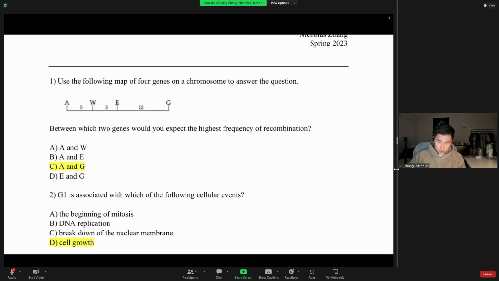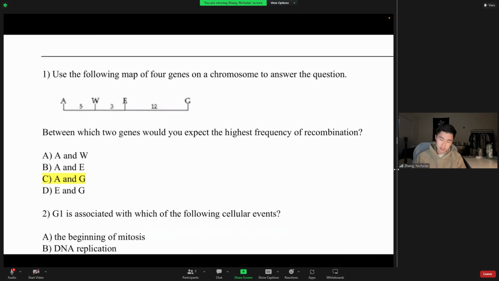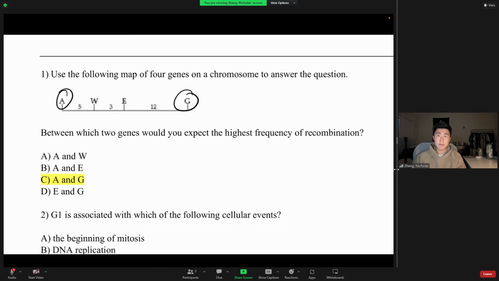So question one, use the following map of 4 genes on a chromosome to answer the question. Which would you see the highest frequency of recombination between? And that's going to be A and G. We see the highest frequency of recombination between genes that are furthest away on a chromosome. In this case, it's going to be gene A and gene G. This is because during crossover, if we cross over at certain sites between these genes, there's going to be a higher chance that they get cut between things that are further away because there's so much space between them to cross over at, right?